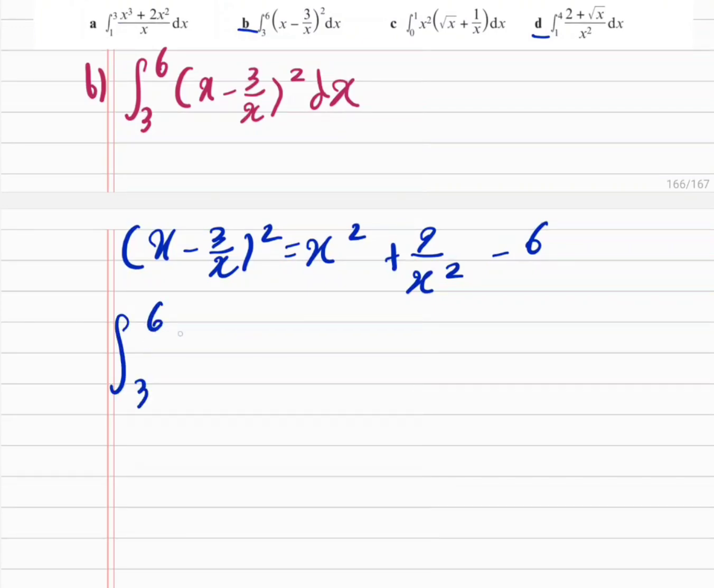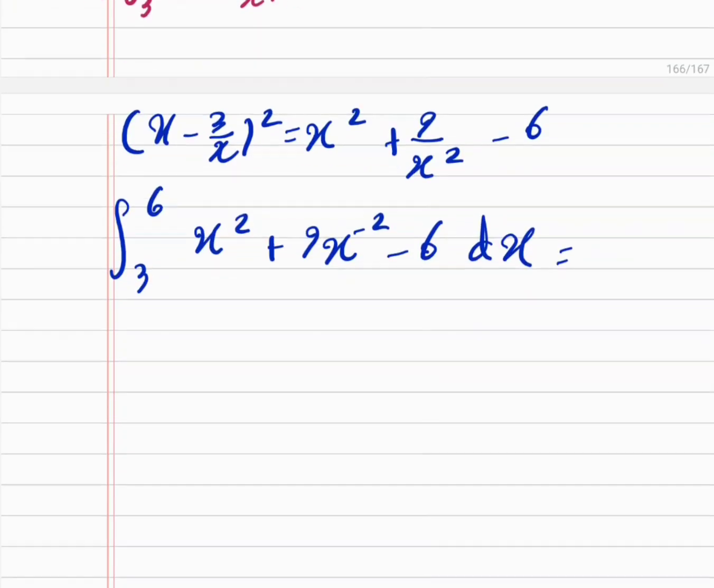So we have the integral of x squared. Now for the term 9 over x squared, it's better to rewrite this as 9x to the power minus 2, minus 6 dx. So now it's just a simple integration. By the way, when we have a definite integral, we always use square brackets, and inside the square brackets we write down the integral, and then we use that to find the value. So x squared integrates to 1 over 3 x cubed, and 9x to the power of minus 2 integrates to minus 9x to the power of minus 1, and minus 6 integrates to minus 6x.